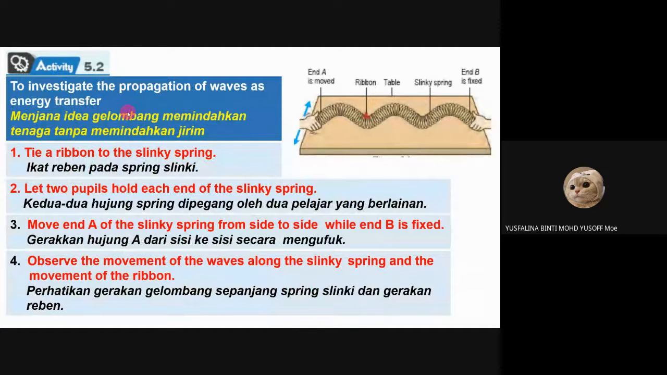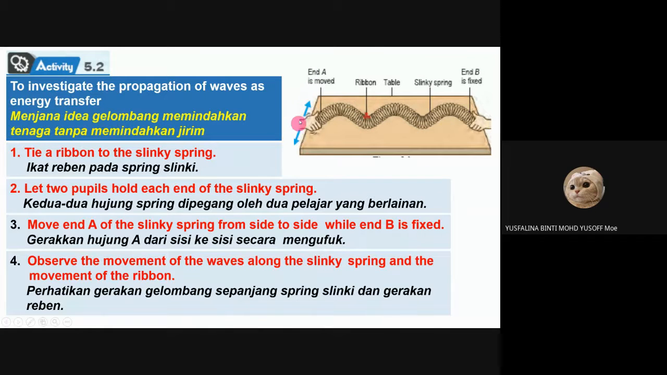This one is actually done by using a slinky spring. You tie a ribbon onto the slinky spring, and you let two people hold each end of the slinky spring. At end B, the hand will not move. It just stays there, fixed. Only end A is moved. So it says here, move end A of the slinky spring from side to side while B is fixed, so from here to here, like this.